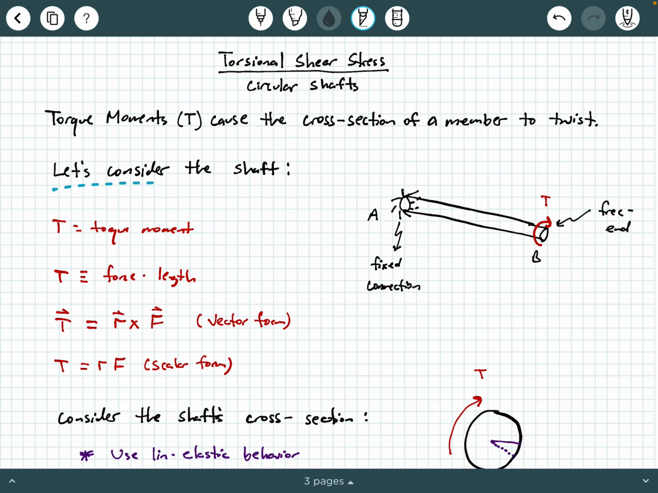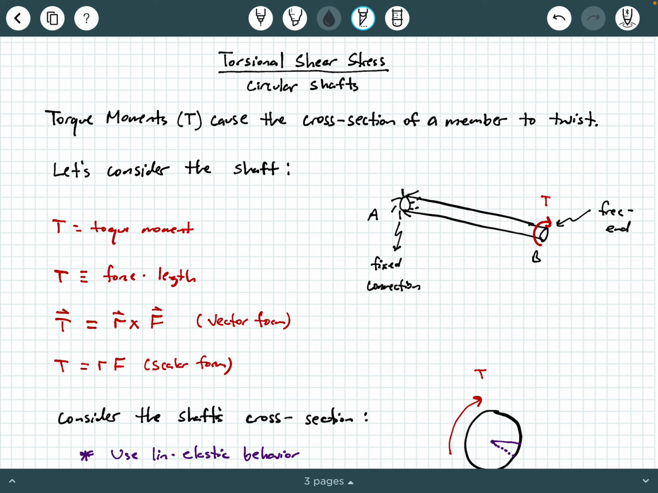So let's consider a three-dimensional shaft. So I've already written here, let's consider the shaft. And over here I've drawn kind of a three-dimensional figure of a shaft. So back here at point A, we have a fixed connection. That's why you see these little wispy points here. We have a fixed connection at A. And then at point B, the opposite end, it's a free end. So you may call this like a cantilever shaft.